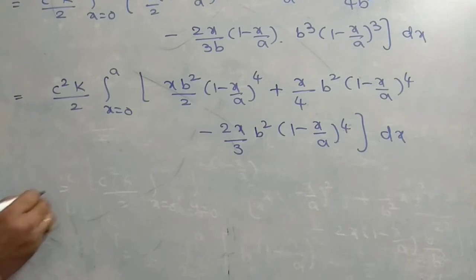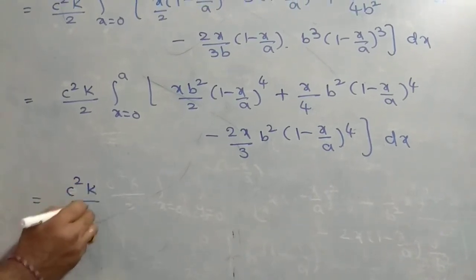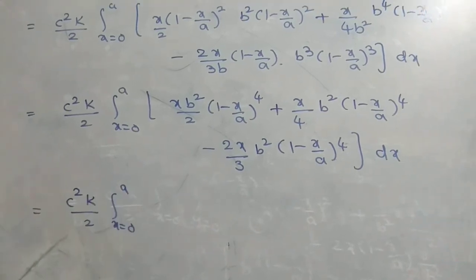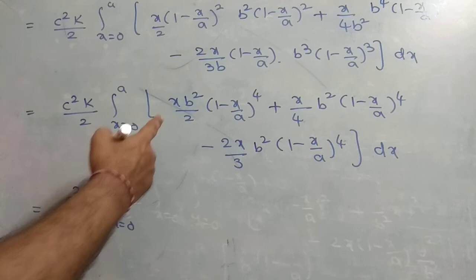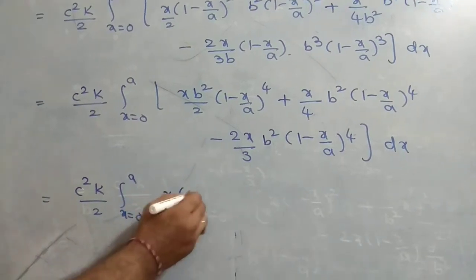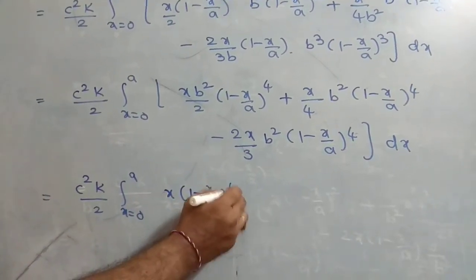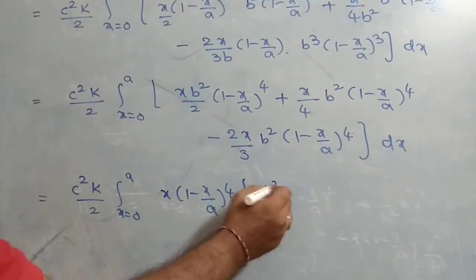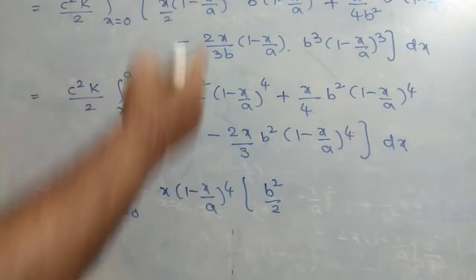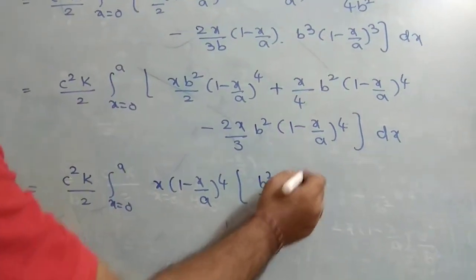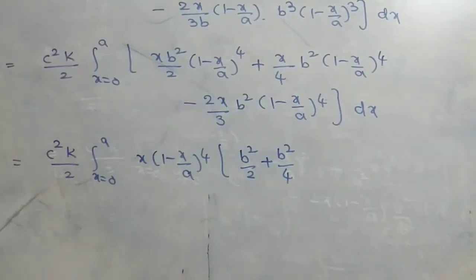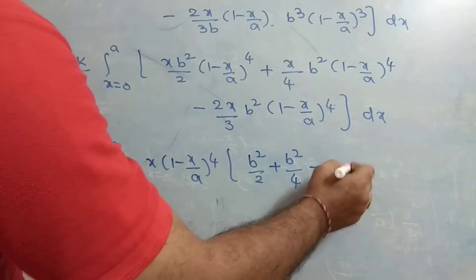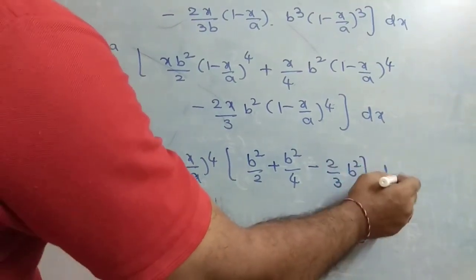So this is equal to c square k by 2, x equal to 0 to a. So are you getting any common value here? Yes, x into (1 minus x by a) whole power 4. If I take that common, what are the remaining terms? b square by 2, and from the next term plus b square by 4, from the next term minus 2 by 3 into b square. So this is of dx.